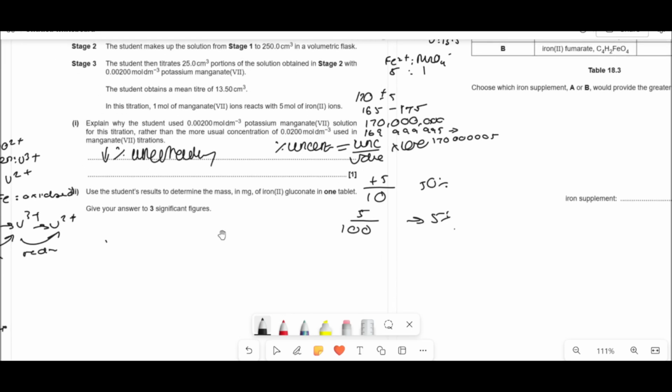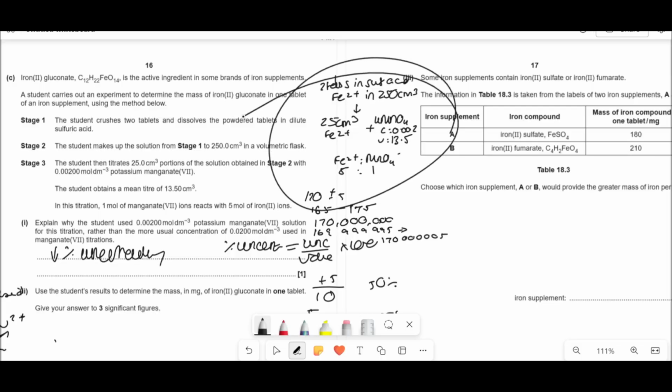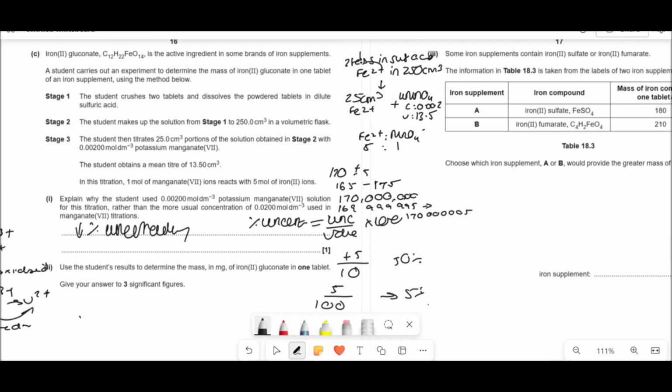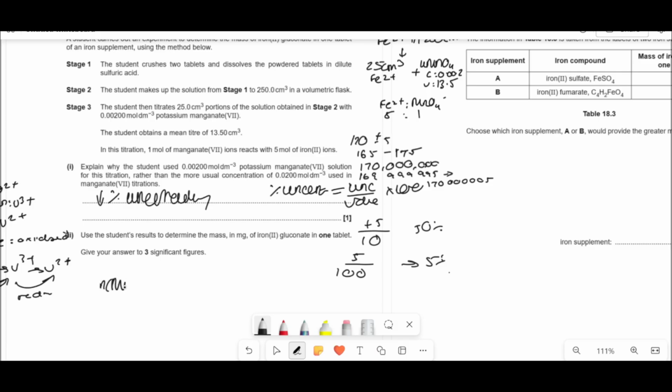There you go. And then it says use these results to determine the mass of the iron gluconate in this one tablet, which is why I was saying all of this stuff before, because it's way easier now. Don't blindly work out moles. If you can't justify why, then you're doing it wrong. Now I know that this tablet has Fe2+, which is in 250 centimeters cubed. They took 25 of this, and it reacted only with this. So however much of this is reacted with this, they've told us this. Now I know to work backwards.